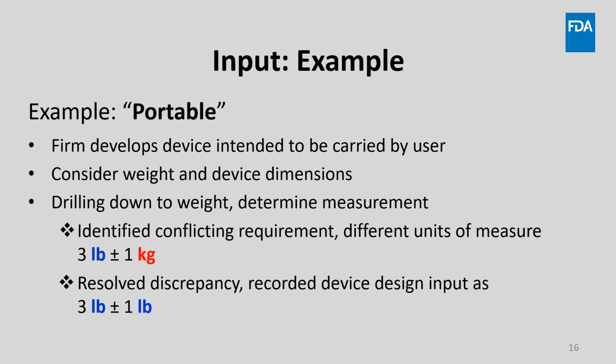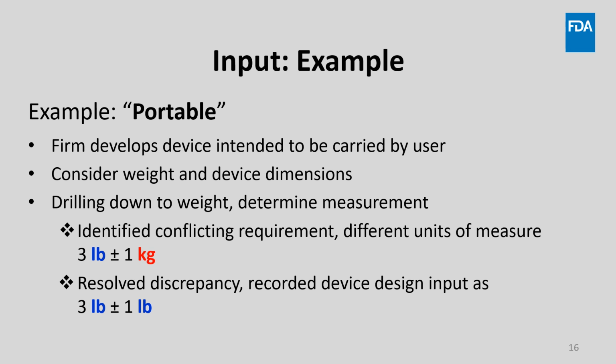Now, let's use a hypothetical example to further illustrate design input. We can take a user need such as portable and further narrow it down: a first responder must carry the device. To define this aspect of portable into measurable specifications, we can use criteria such as dimensions and weight. We can make the design input for a weight specification be 3 pounds plus or minus 1 kilogram.